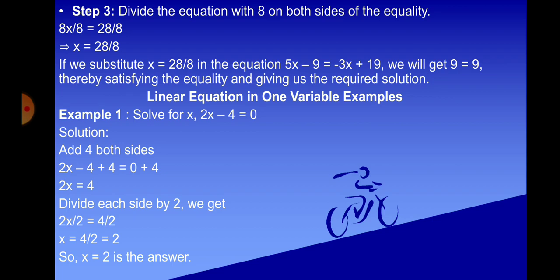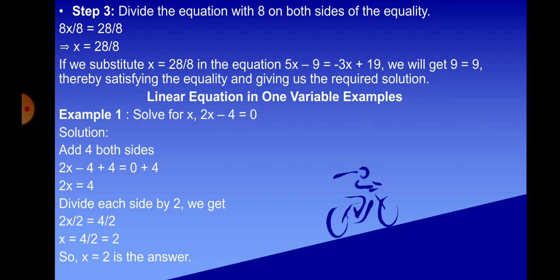If we substitute x = 28/8 in the equation 5x - 9 = -3x + 19, we will get equal values on both sides, thereby satisfying the equality and giving us the required solution.